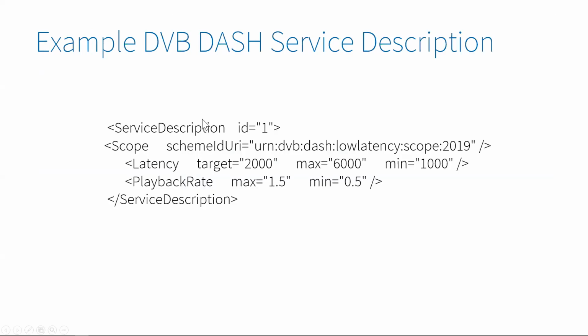So this is an example service description. Typically the service description is defined on the MPD level or on the period level. Here we see the scope. In this case, we use the DVB DASH scope. Then we set the target latency to 2 seconds. We also define a maximum and a minimum latency, and we define the playback rate. So we allow players to vary their playback rate in order to catch up with the live edge. Within DVB, there is still work going on to test how players can achieve this. But on the manifest level, the signaling is already in place.